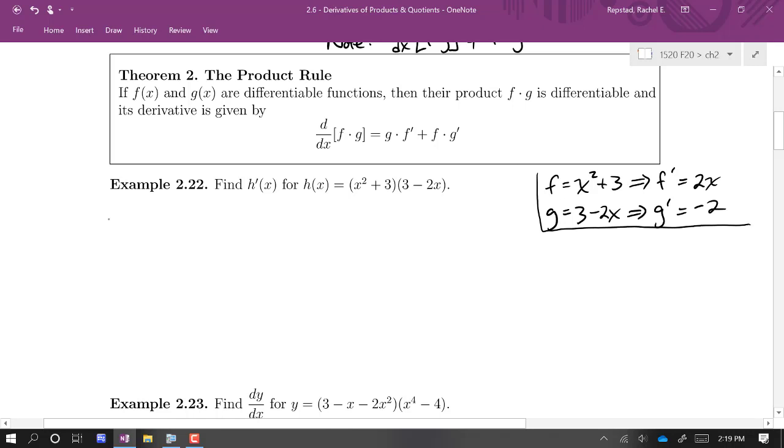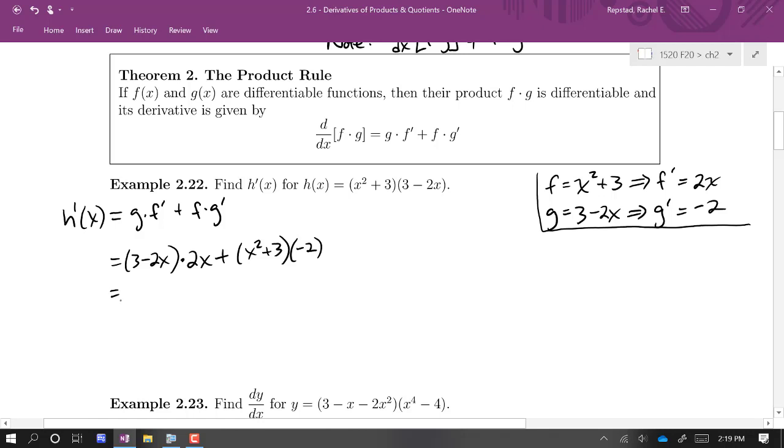Now I've done the work of setting this up, and I have everything I need. So h prime of x, the derivative of our function, I'm just writing out the product rule: g times f prime plus f times g prime. I write out the product rule every time I need to use it, because then chances are I'll have it memorized, even if I wasn't trying. So g times f prime, that's 3 minus 2x times 2x, plus f, x squared plus 3, times g prime, which is negative 2.